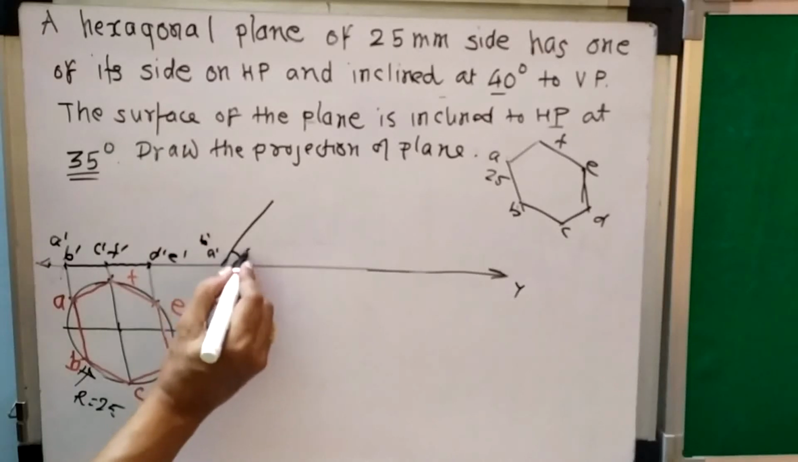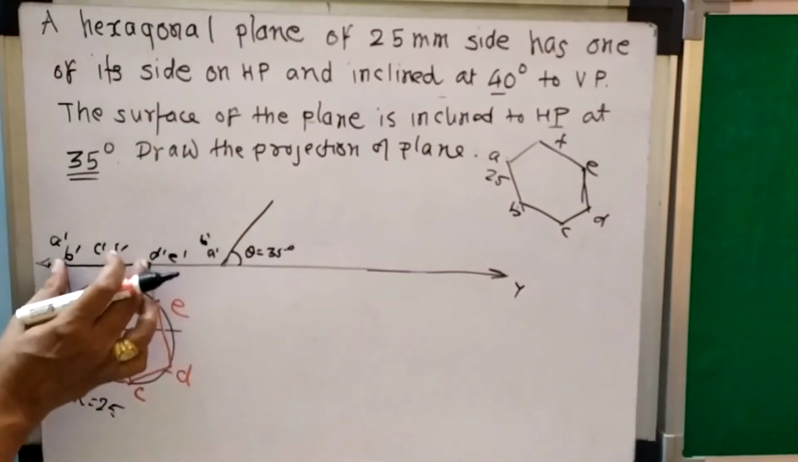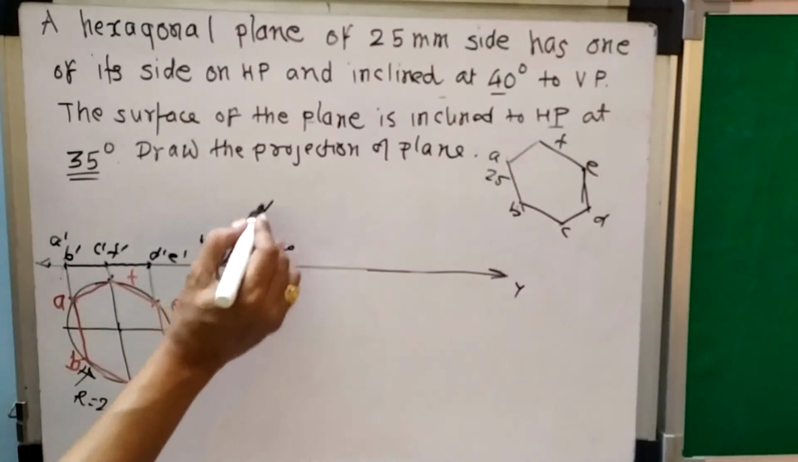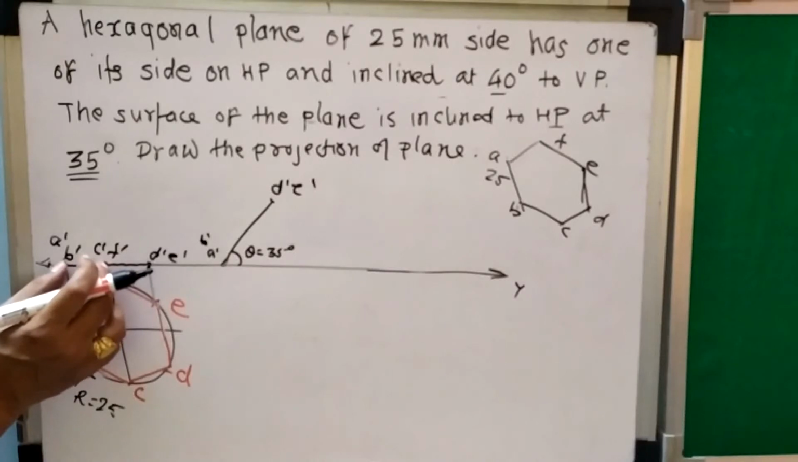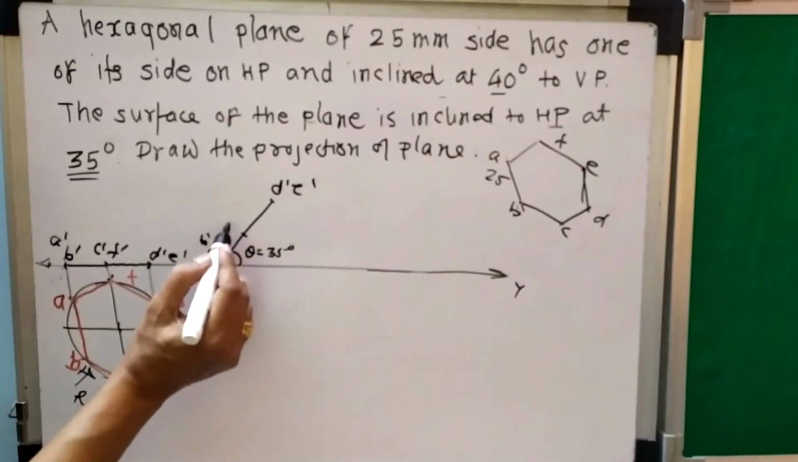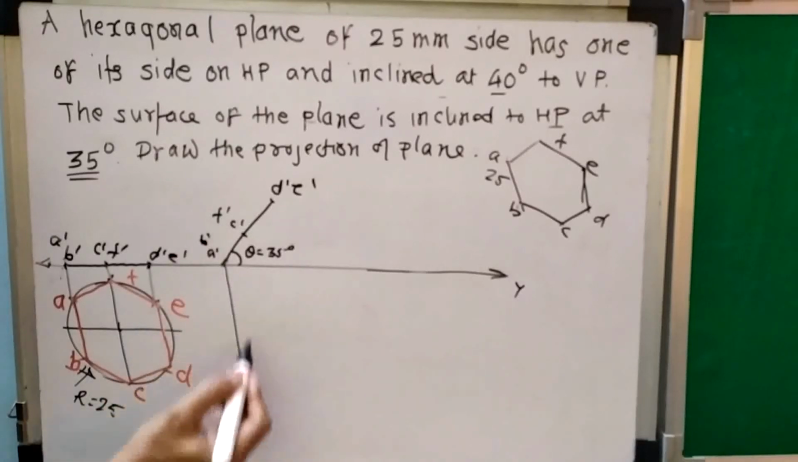So this is theta equal to 35 degree. On this I will take this distance, cut here. This is my D dash, E dash. This distance I will take in the compass, cut here. So this is my C dash, F dash, and then I will project this.